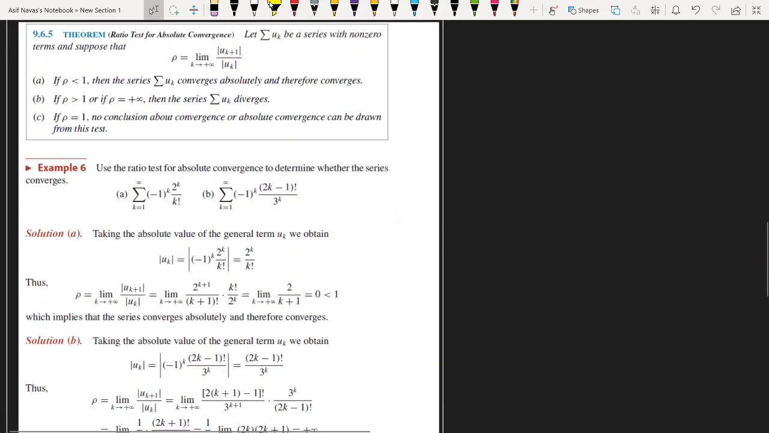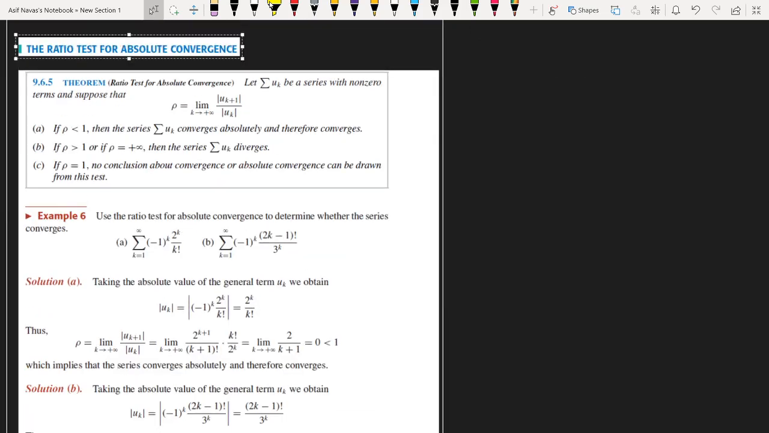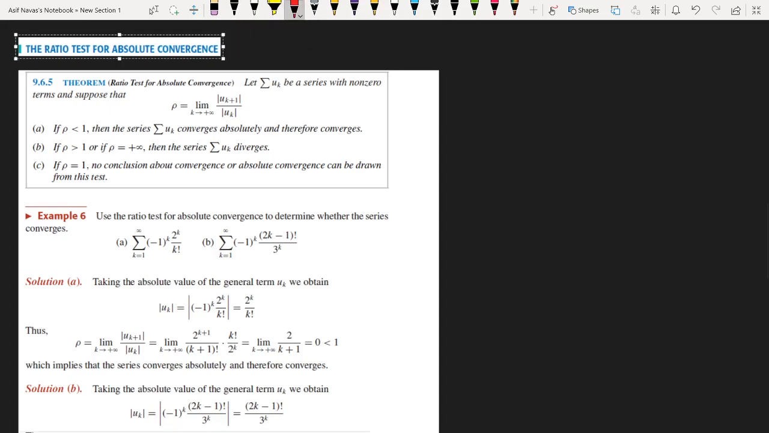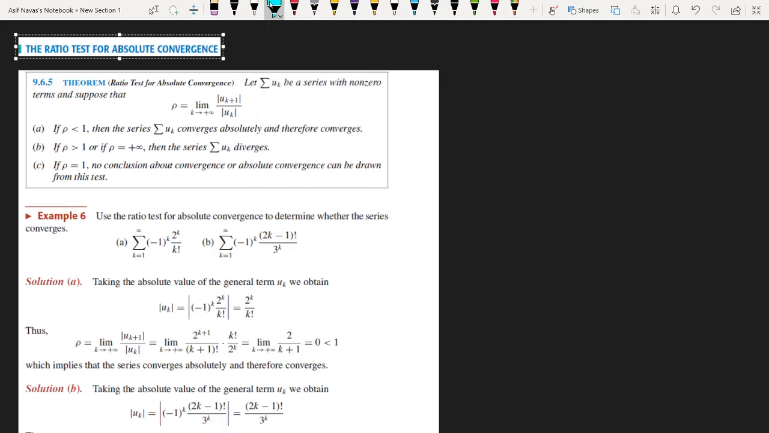So there is an important test called the ratio test. You already studied the ratio test, but this test has some importance. Why? Because we can check the absolute convergence of the series. So, ratio test for absolute convergence. You already know what the ratio test is. Ratio test for absolute convergence.